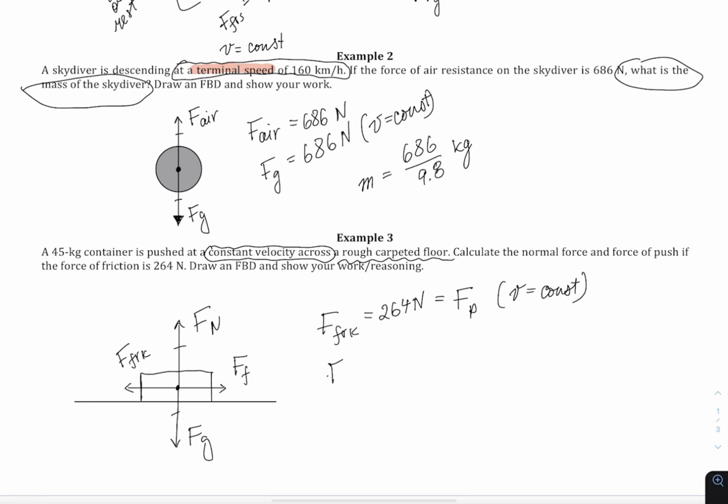And then force of gravity is going to be equal to normal force. Again, it's at rest vertically, it's not even moving, and it will be 45 times 9.8, mg, and it's going to be measured in newtons like any other force.